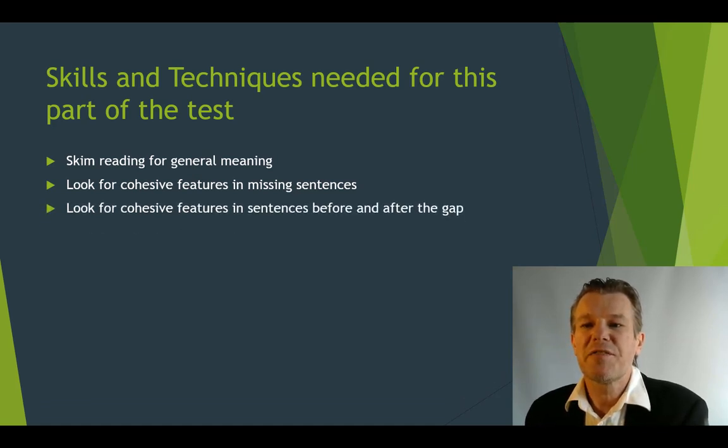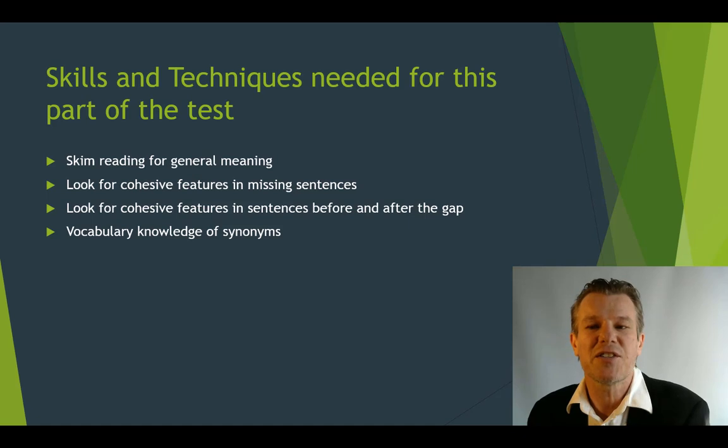We're going to look for cohesive features in sentences before the gap and sentences that appear after the gap. Also, we're going to look for cohesive features in the missing sentences, as already mentioned. Again, just like in Part 1, we do need to have a vocabulary knowledge of synonyms. This can help us locate the missing sentence and where it fits within the text. Also, we're going to look at vocabulary and context and how this will help us in answering the question.